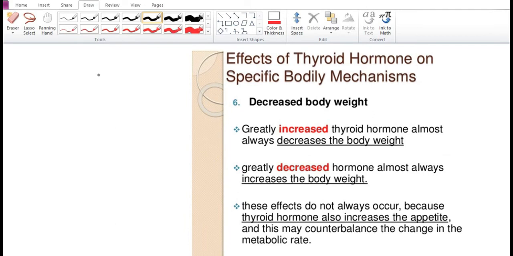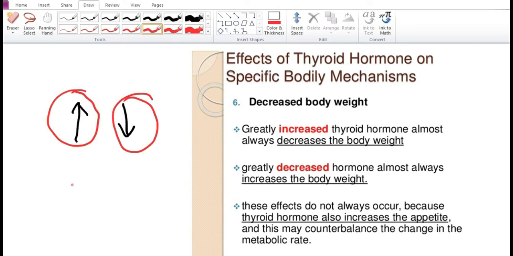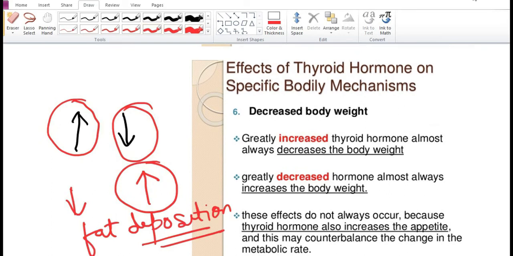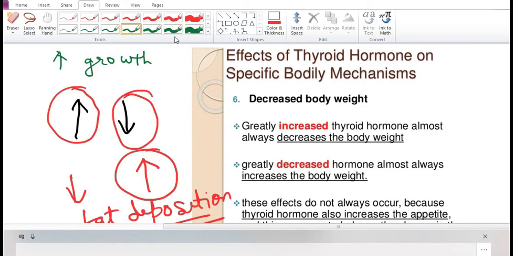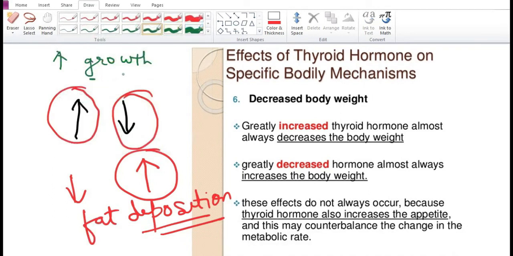Action on the body weight. Thyroxine is essential for maintaining the body weight. Increase in thyroxine secretion decreases the body weight and fat storage, whereas decrease in thyroxine secretion increases the body weight because of fat deposition. Increase in thyroxine secretion accelerates the growth of the body, and lack of thyroxine will arrest the growth. Thyroxine is more important to promote growth and development of the brain during the fetal life and first few years of postnatal life. The deficiency of thyroid hormone during this period may lead to mental retardation.